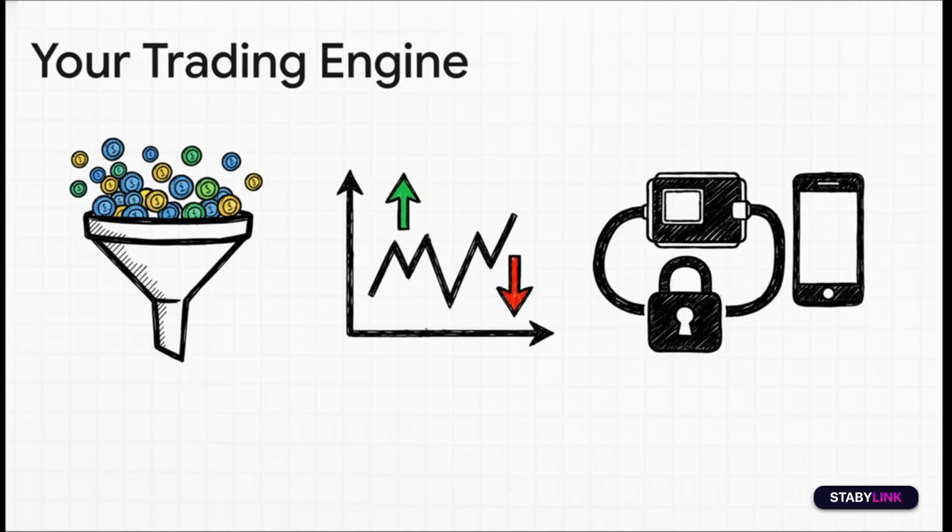And Stablink is way more than just a wallet. It's a full-on trading engine in your pocket. Its DEX aggregator automatically scans places like Uniswap and PancakeSwap to find you the absolute best price, saving you money on every trade. You also get a built-in perpetual futures DEX to go long or short with leverage, all without ever giving up custody of your funds. And for that ultimate peace of mind, you can connect your Ledger or Trezor.